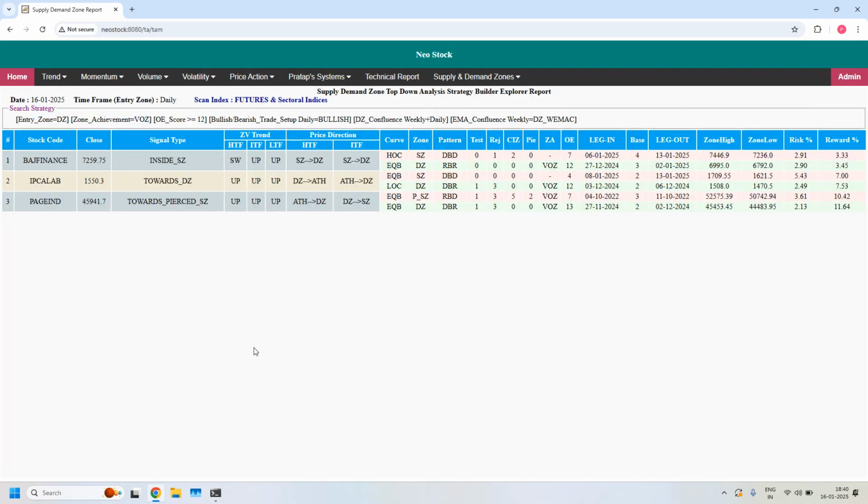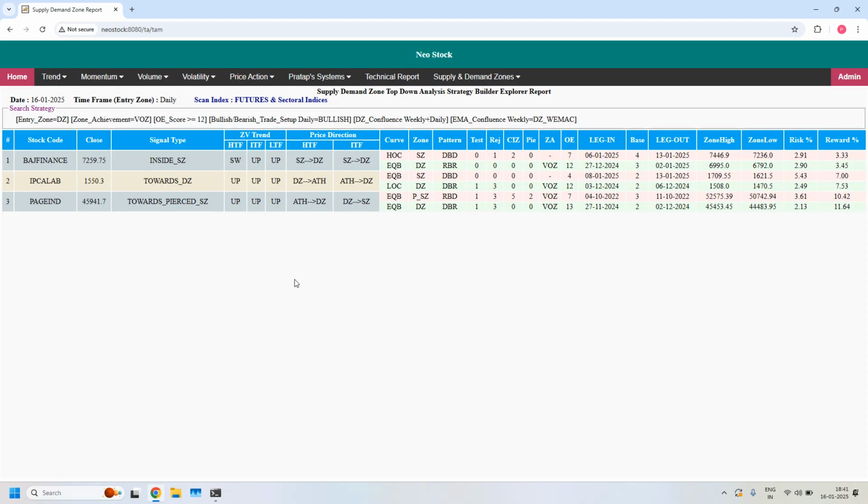We got 3 stocks. So these 3 stocks are even more high probability trade setup supported stocks, because the daily zone is part of the weekly zone and the weekly trend is up, and also weekly demand zones have weekly EMA confluence. Okay, this is about the bullish trade setup for monthly income trade and ITF and LTF zone confluence.